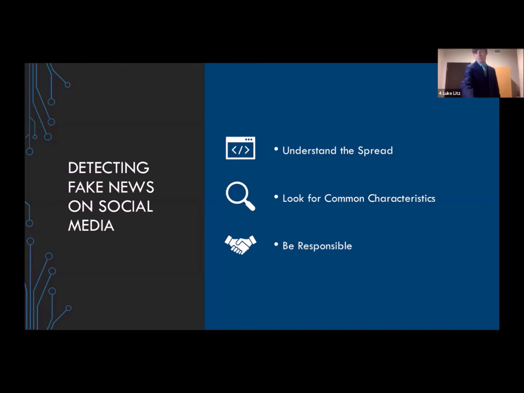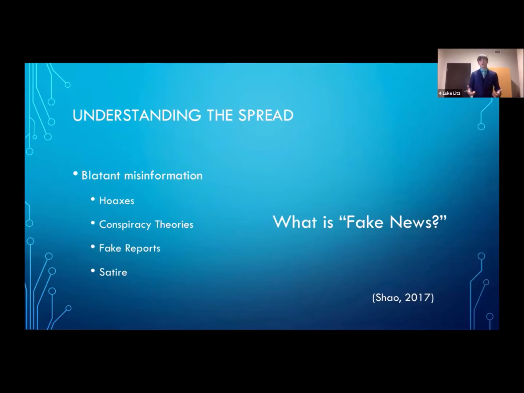So first, in order to really understand the problem, it's important to really know what we're dealing with and understand the spread. And a good way to start is by defining what we mean by fake news. Fortunately, we have a good definition given to us by researchers at Indiana University at Bloomington, where they say that fake news is basically any blatant misinformation online, whether it be hoaxes, conspiracy theories, flat out fabricated news reports, or even satire. And what all of these things have in common is that they're designed to mislead.